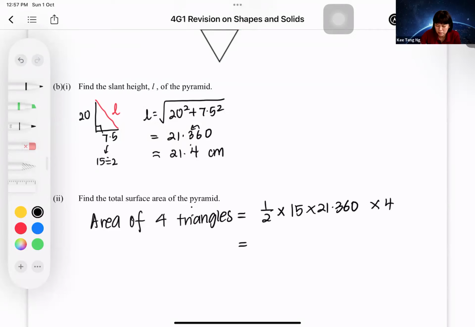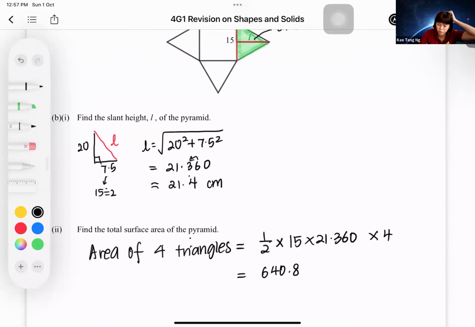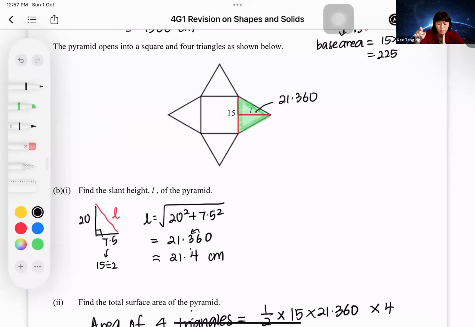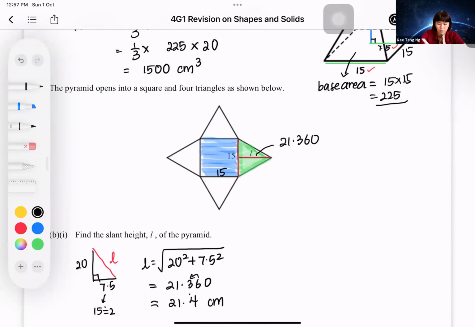And in this case, I get 640.8. So that's the area of the 4 triangles already. But then I need to add something else. I need to add the area of my square over here, right? So I need to add the area of this square. So this is a square, so this is 15 by 15. So the base area is 225, right? We calculated the base area just now already, 15 by 15.